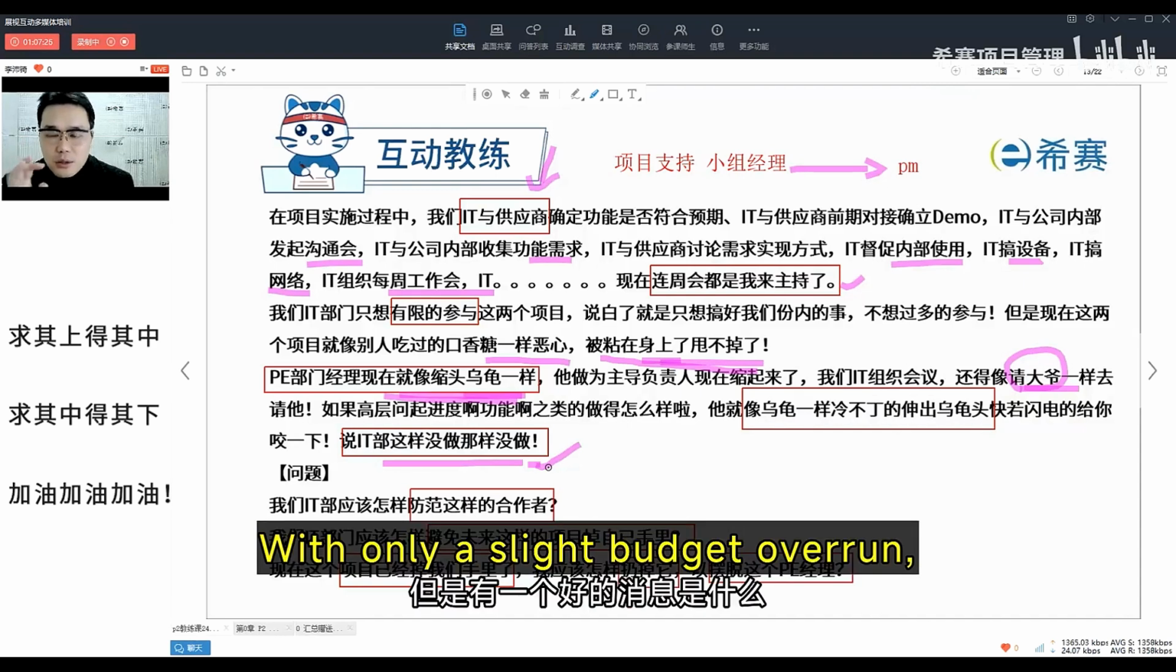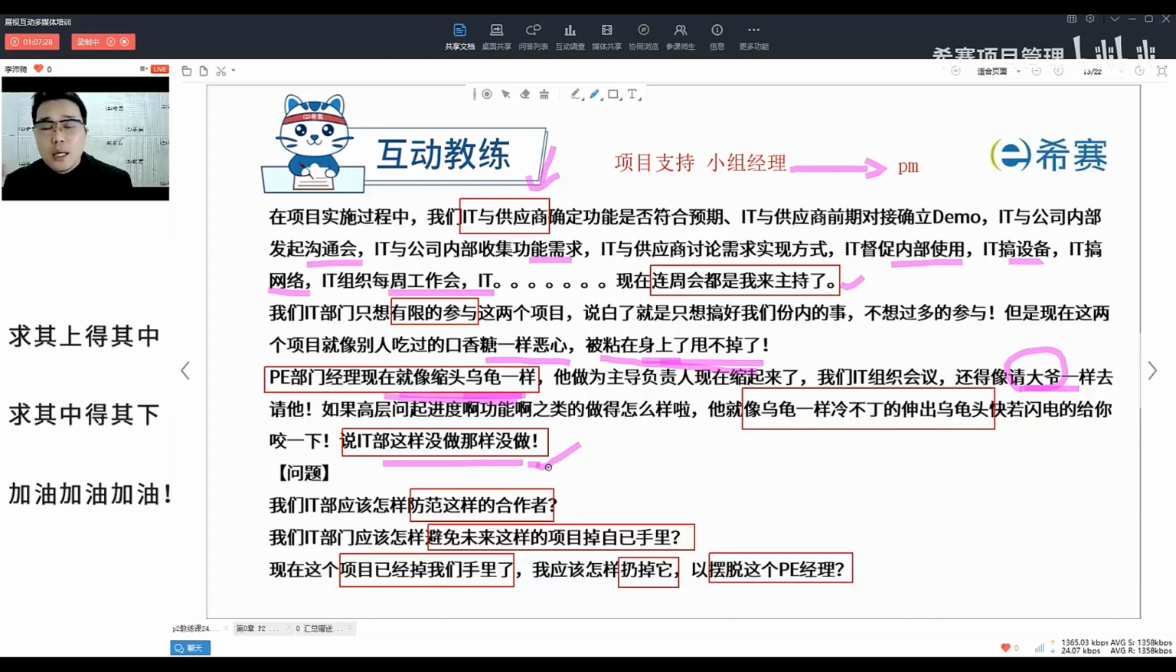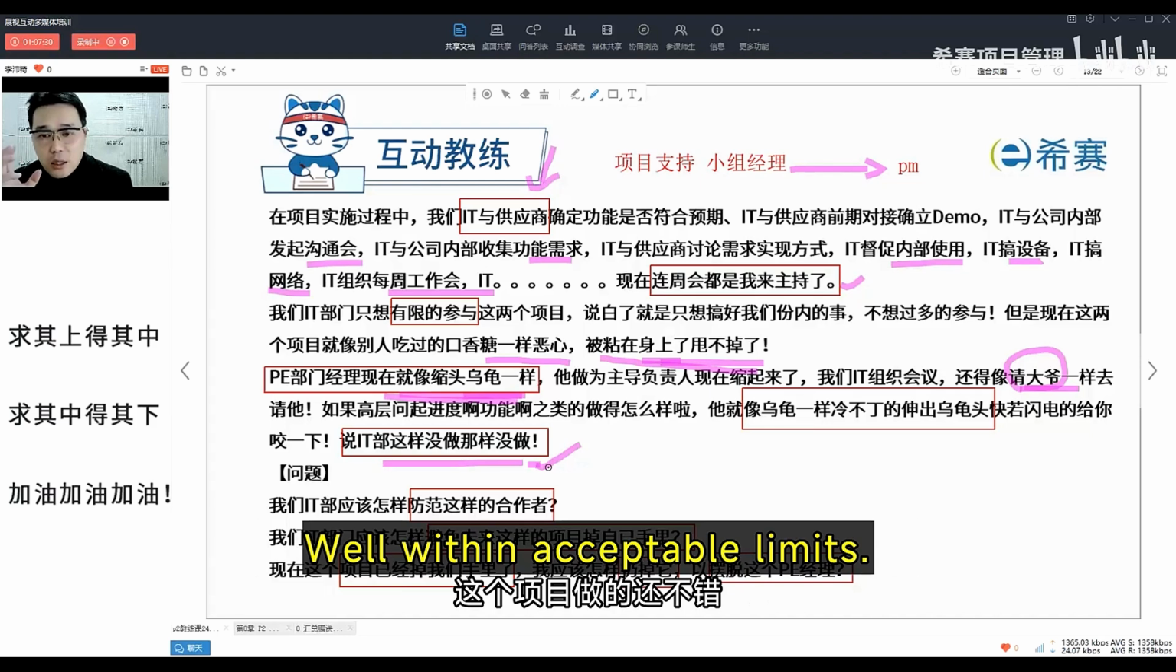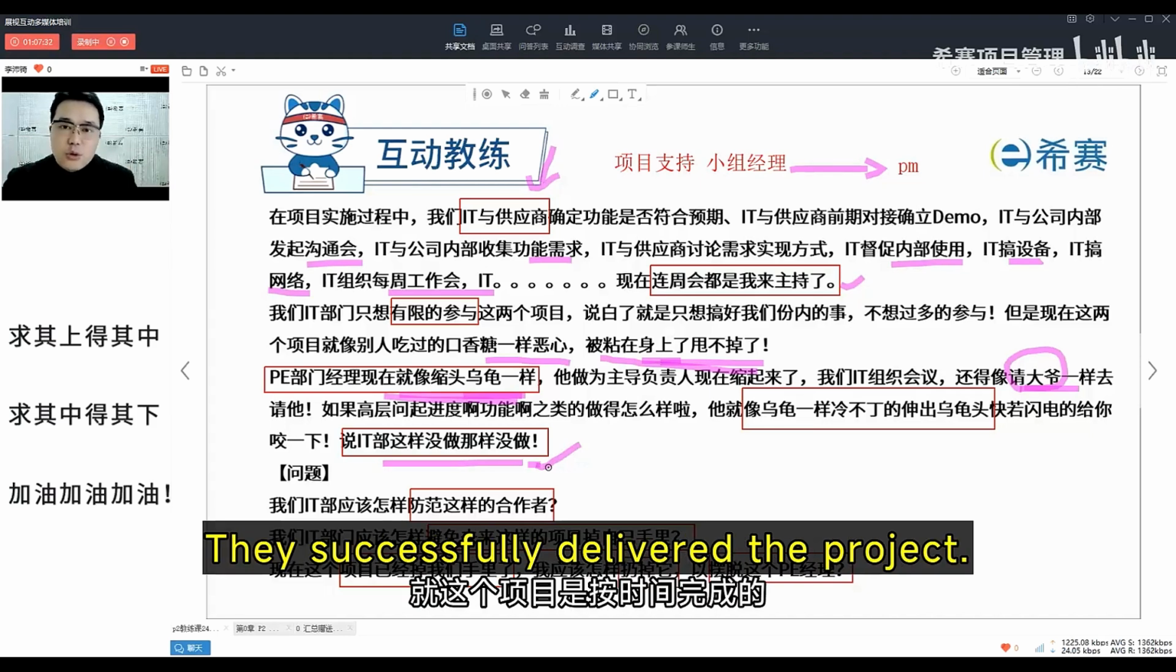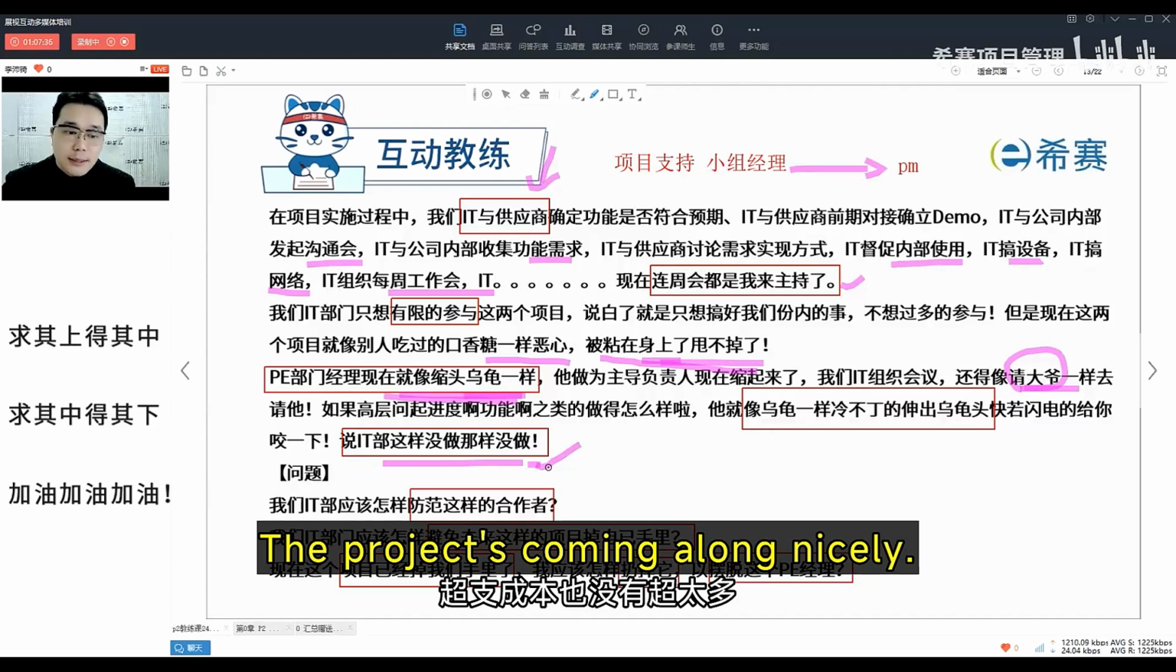With only a slight budget overrun, well within acceptable limits, they successfully delivered the project. The project's coming along nicely.